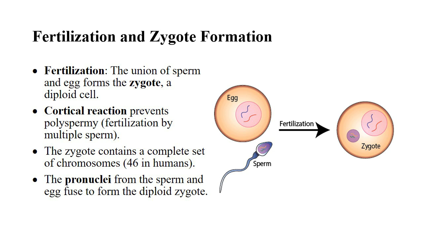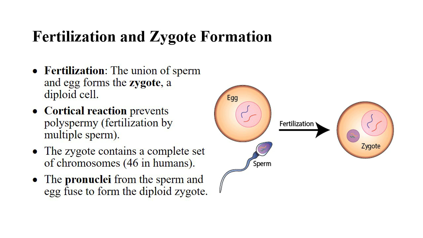Cortical reaction. Upon sperm entry, the egg undergoes a cortical reaction to block additional sperm from fertilizing the egg. Zygote formation. The fertilized egg, now called the zygote, contains genetic material from both parents, which will direct the development of the embryo.